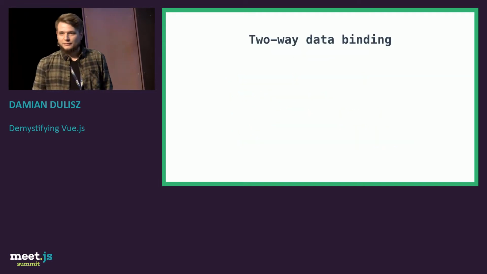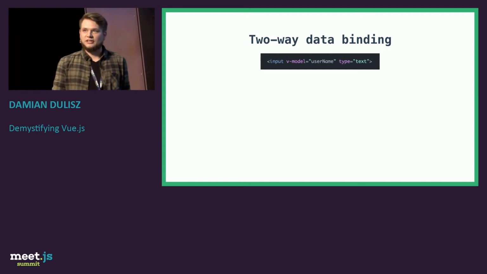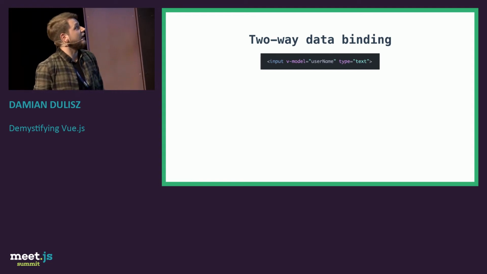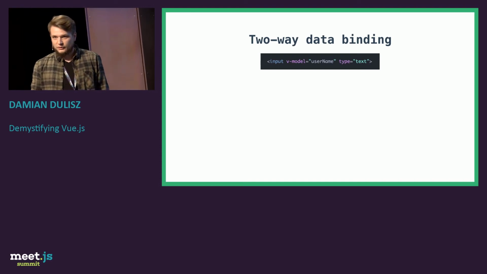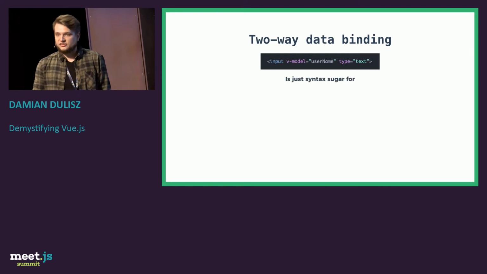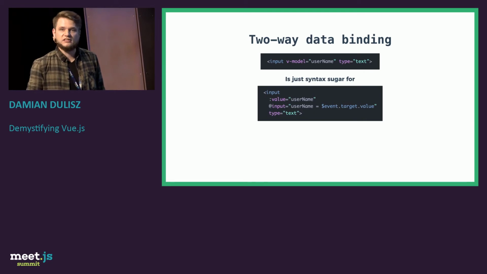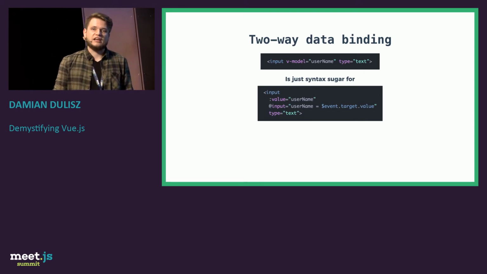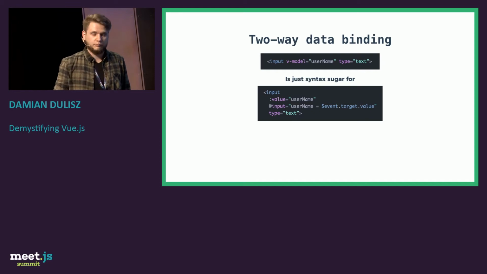So, two-way data binding. You probably recognize it if you have a background with Angular; it looks very similar to ng-model, which was two-way data binding there. But in Vue, it is actually just syntax sugar for passing a prop and listening to the event where we just assign the new value to the prop.